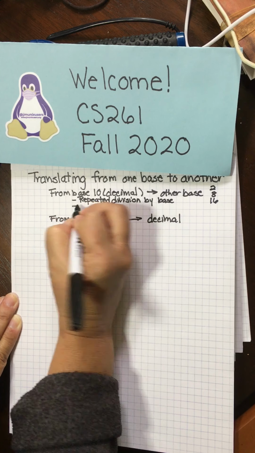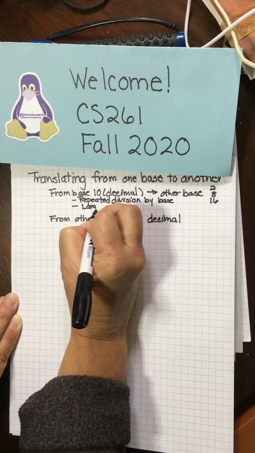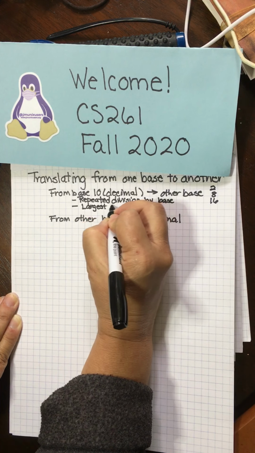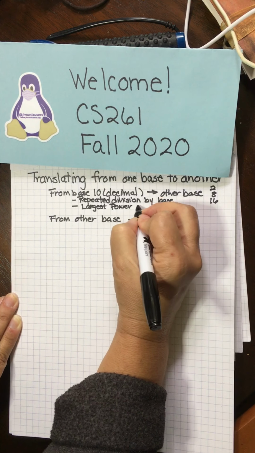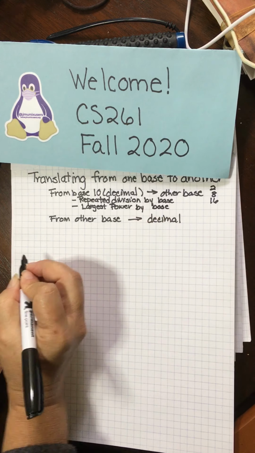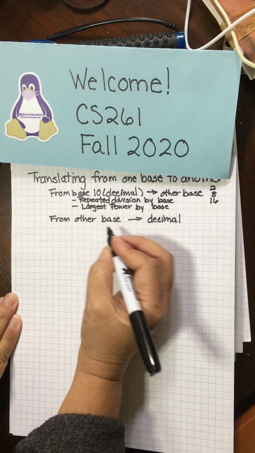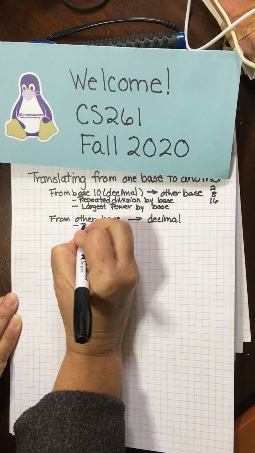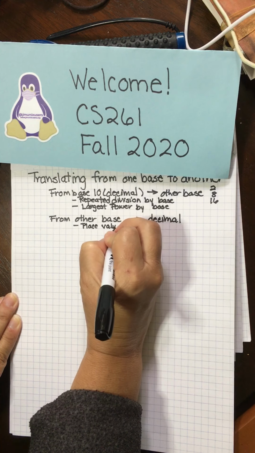Then another way we can do this is we can think of the largest power of the base. These are just what I like to call these two methods, and we'll show them to you here in a minute. And then from another base to decimal, we're going to use place value as our technique. And of course, place value plays a role in all of these techniques.